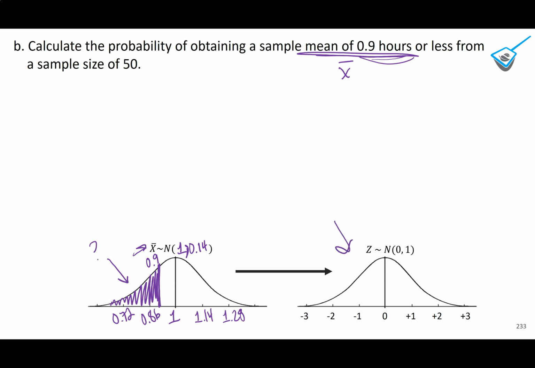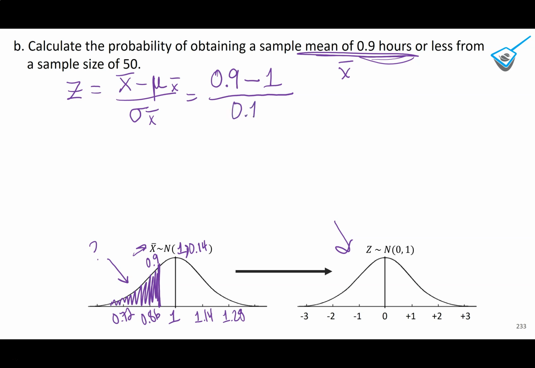So what we're going to do is convert it to a z-statistic and use the z-table to get that probability. So here, I'm going to calculate z equal to x bar minus mu of x bar over sigma of x bar, which is 0.9, what we observed, minus the average of the population, over the spread of the sampling distribution here. So that's 0.14. By all means, you're welcome to put 1 divided by the square root of 50 as well. That will be the same.